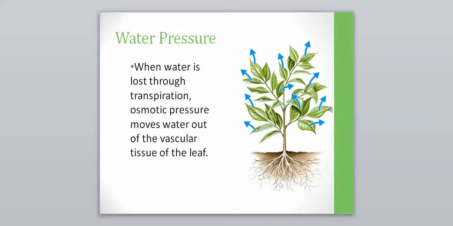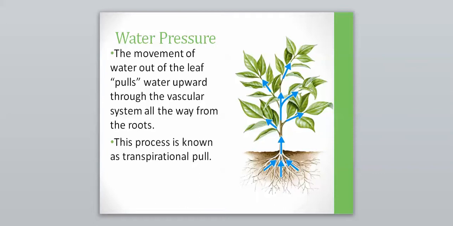So water loss, we lose water in the plants, so our leaves are now losing water. Therefore there's going to be a low concentration of water up here in the leaves and a high concentration down here in the roots. So what's going to happen is the movement of water out of the leaf is going to pull water upward through the vascular system all the way from the roots. And this process is known as transpirational pull.